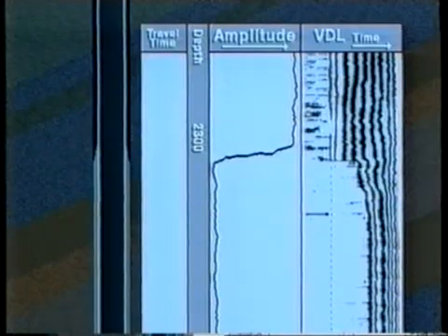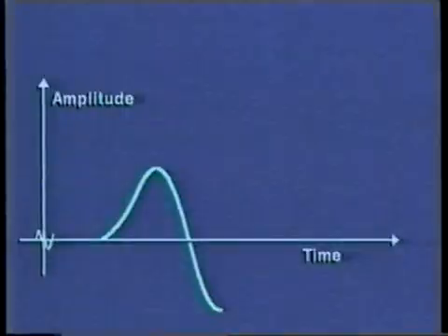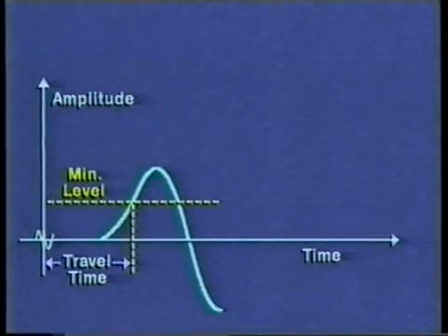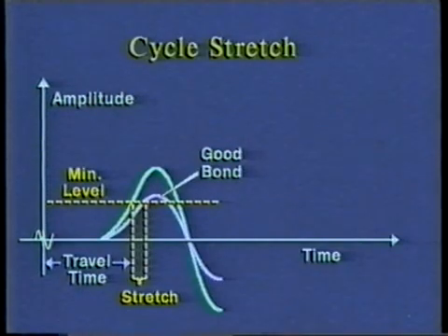The travel time curve is the primary quality control curve on a CBL. Travel time is measured from the initiation of the acoustic signal at the transmitter to the arrival of the first signal at the near receiver, which reaches a minimum amplitude level. When the signal is reduced, due to a good bond, the travel time signal stretches, since the minimum amplitude level is not reached until a later time. This is known as cycle stretch.